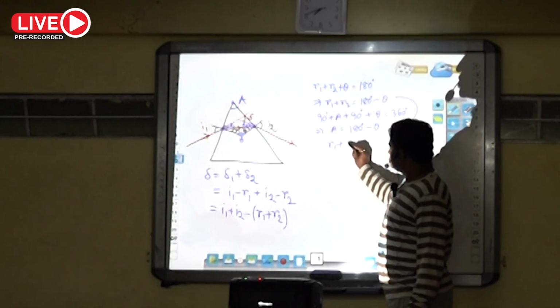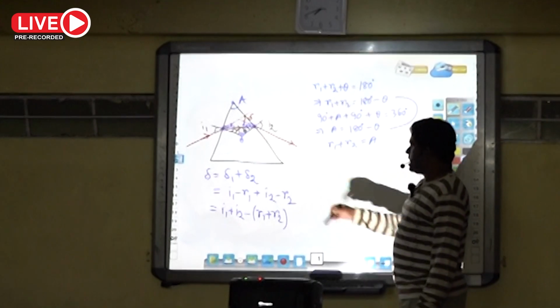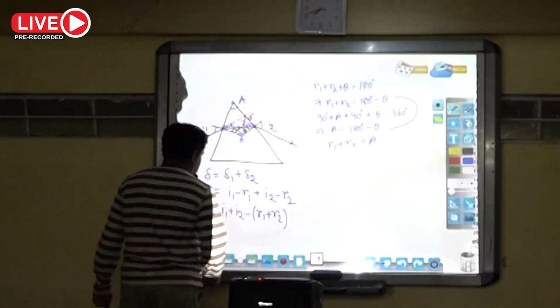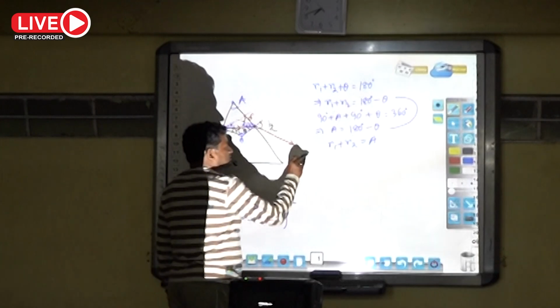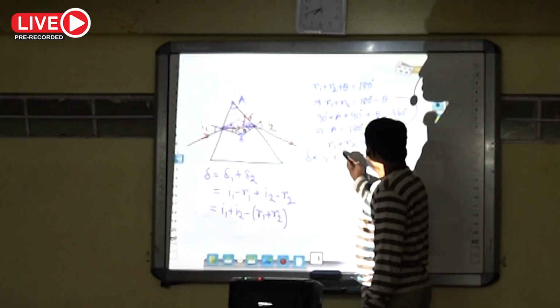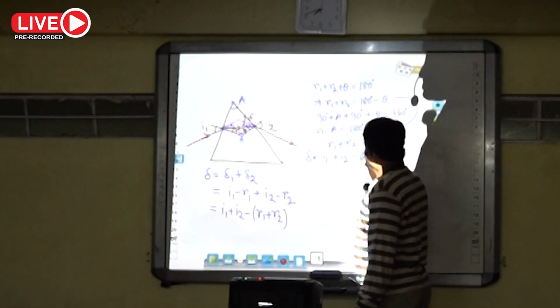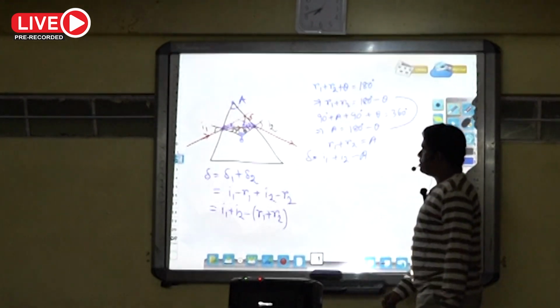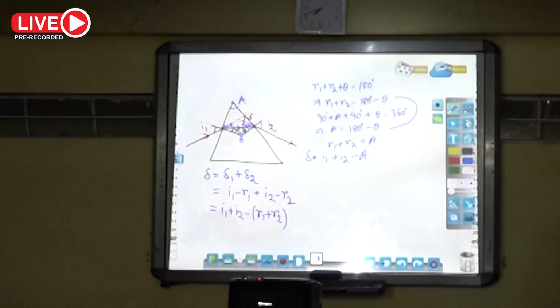So the sum R1 plus R2 can be written as capital A, and inserting this you can write this form of delta, that is delta equals I1 plus I2 minus capital A. So this is the deviation produced by the prism. If you know the angle of incidence, the angle of emergence, and the angle of the prism, then you can find the deviation of the light ray.